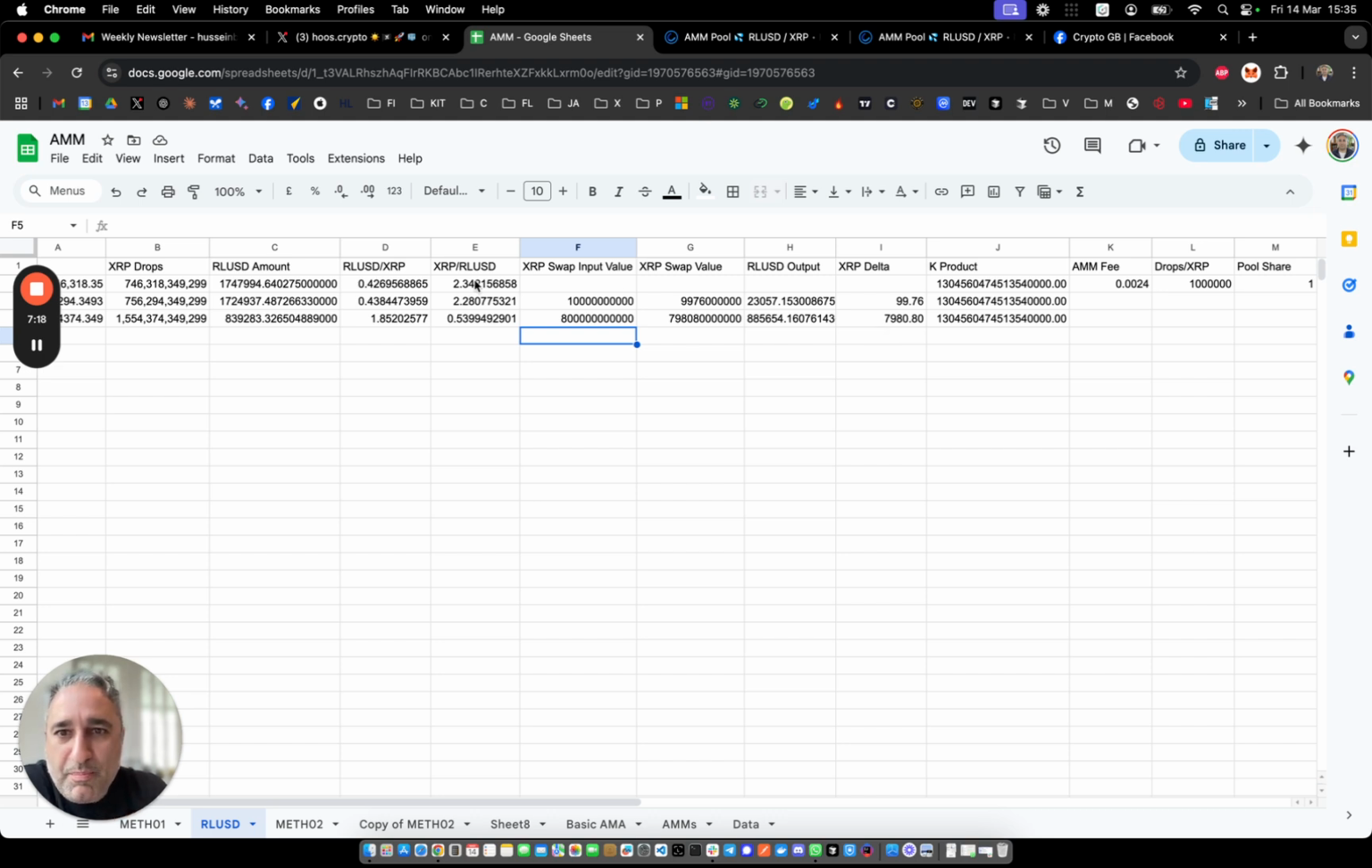Now, we've simplified this because we're assuming that the total value locked remains the same, but it will change. It doesn't matter. Your proportion of the pool remains constant, assuming you don't change it from the moment that you entered the pool.